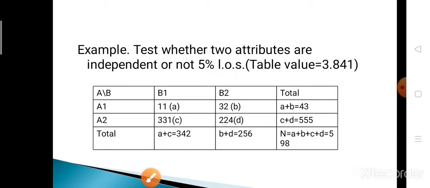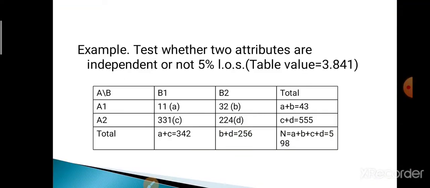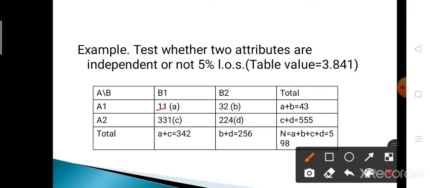So for calculating the value of test statistic, we need the row total and column total. In the given example, what is the value of A1 B1? So A1 B1 value is 11. Okay. So denote this value by notation A. Here B, this C, and this one is D. So A1 B1 value is 11, A1 B2 value is 32, A2 B1 value is 331, and A2 B2 value is 224. So here the A value is 11, B value is 32, C value is 331, and D value is 224. Just calculate A plus B, C plus D, A plus C, B plus D, and last is N.